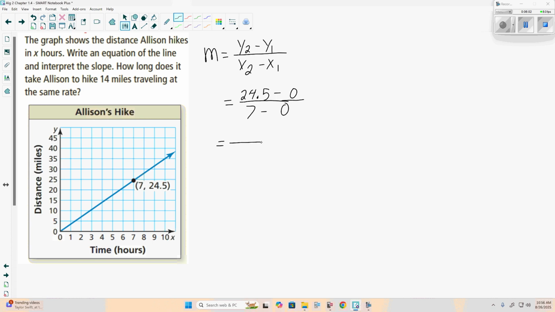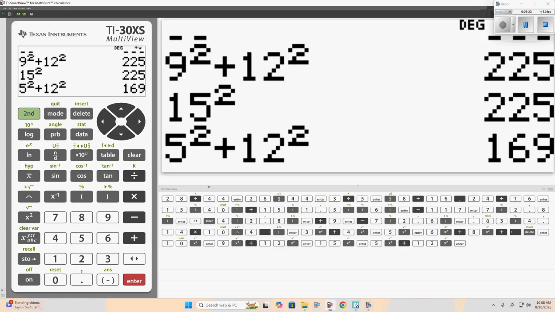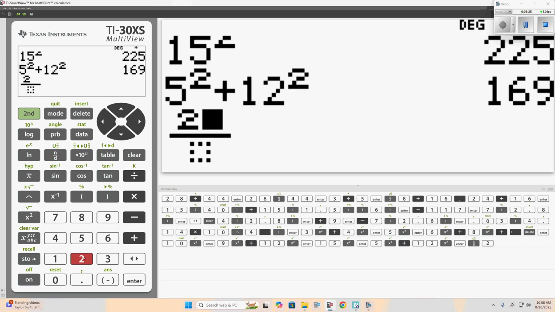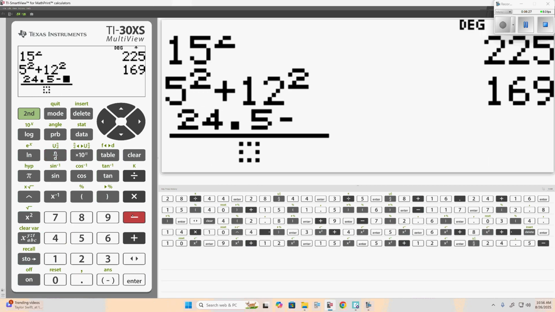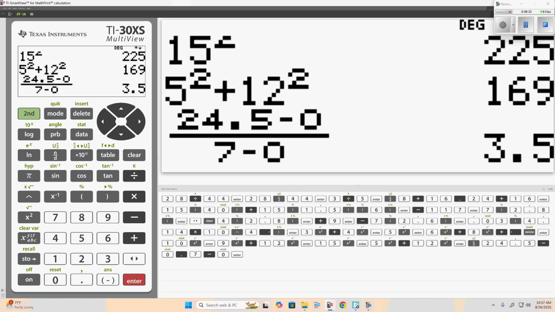Now, at this point, we can do this by hand or we can do it in the calculator. Either one works. 24.5 minus 0 is 24.5. 7 minus 0 is 7. Now, we did one like this yesterday, and at this point here, we had our slope. If we do this in the calculator, 24.5 minus 0 over 7 minus 0, we get 3.5.